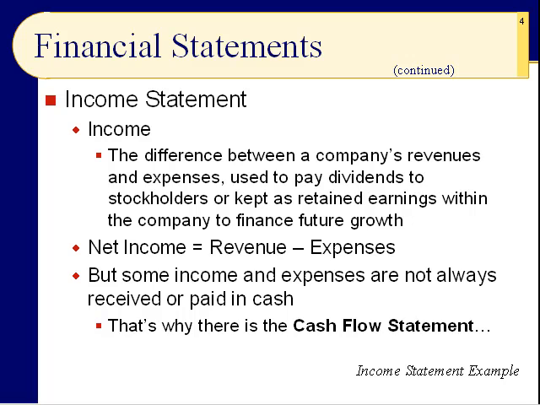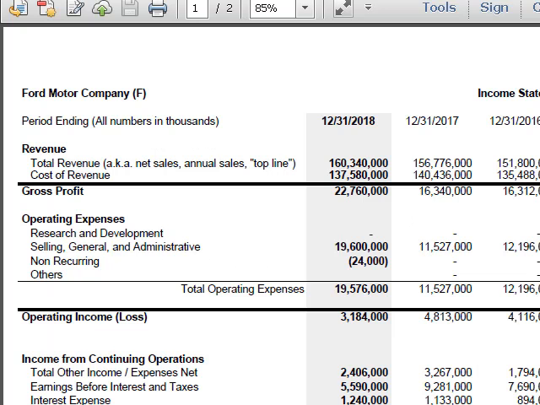So let's go back to the presentation and take a look at our next financial statement, and that's the income statement. Income is the difference between the revenues, sometimes called the top line number, and then subtracting out all the expenses and all the other stuff, and then what's left over, the bottom line, is the net income. But as we saw, and we'll discuss in the next slide, sometimes income and expenses are not always received or paid in cash. But before we do that, let's take a look at the income statement, which is right here.